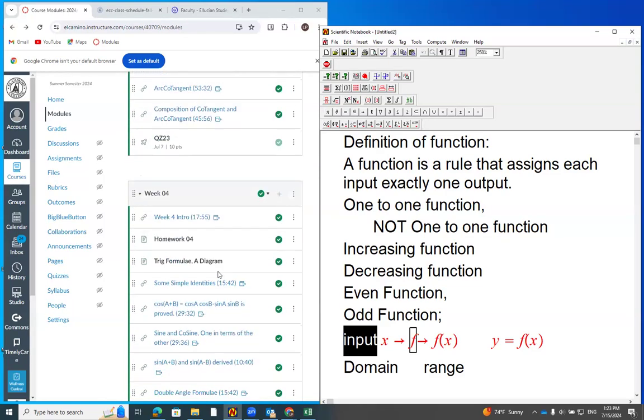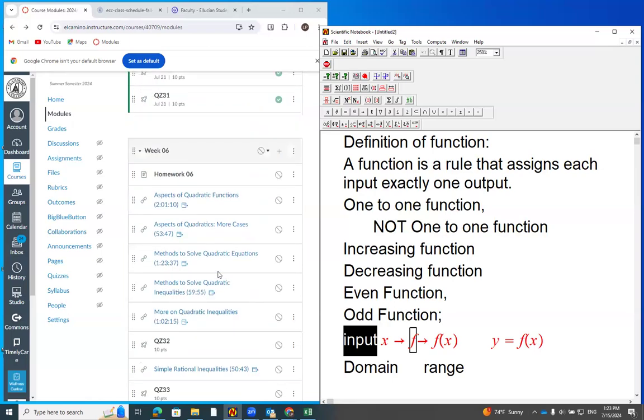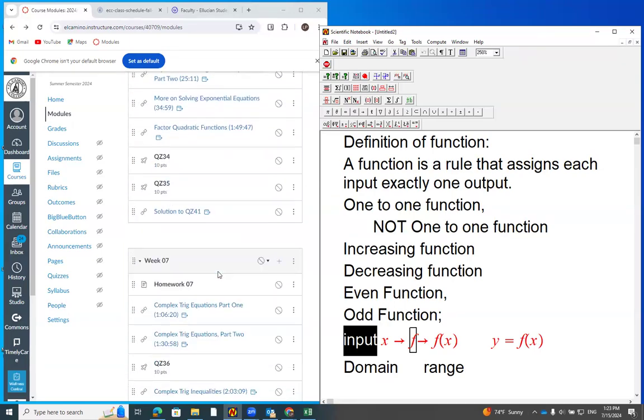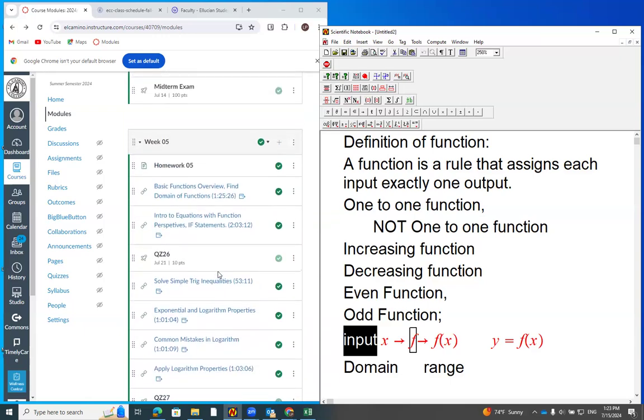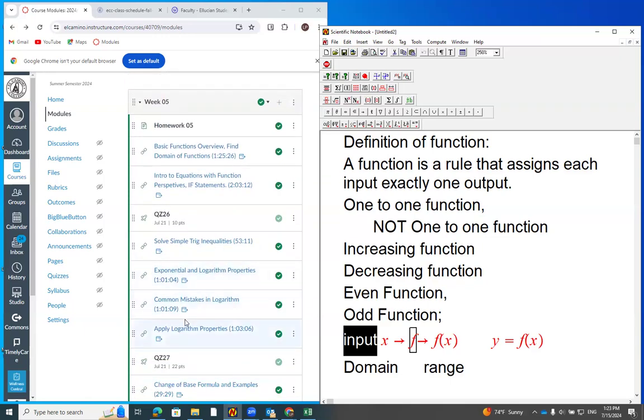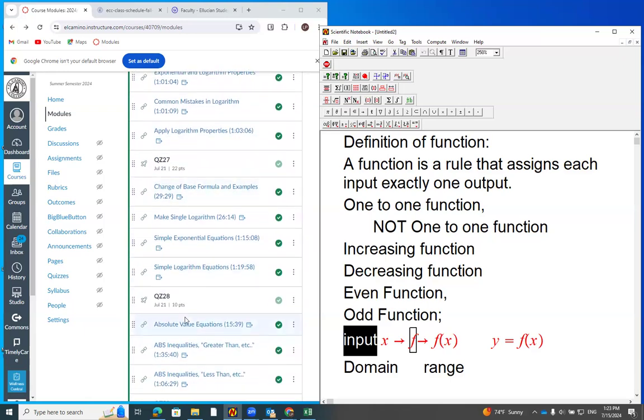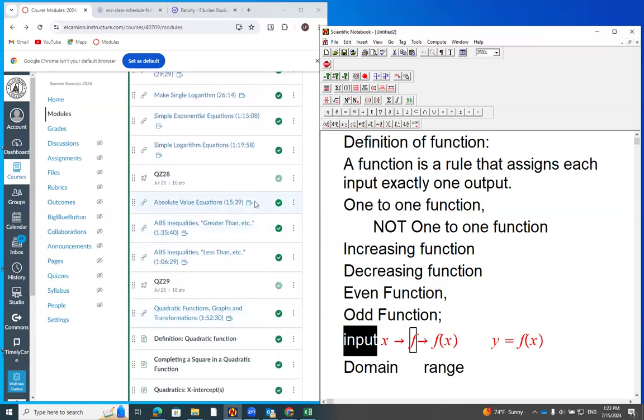Let me scroll down to week number 5. Here we go, sorry. Right here, I just saw it. You can see absolute value function show up again, and then we study quadratic. There are some interconnections between these two kinds of functions, including completing squares and all of these techniques and algebraic skills.